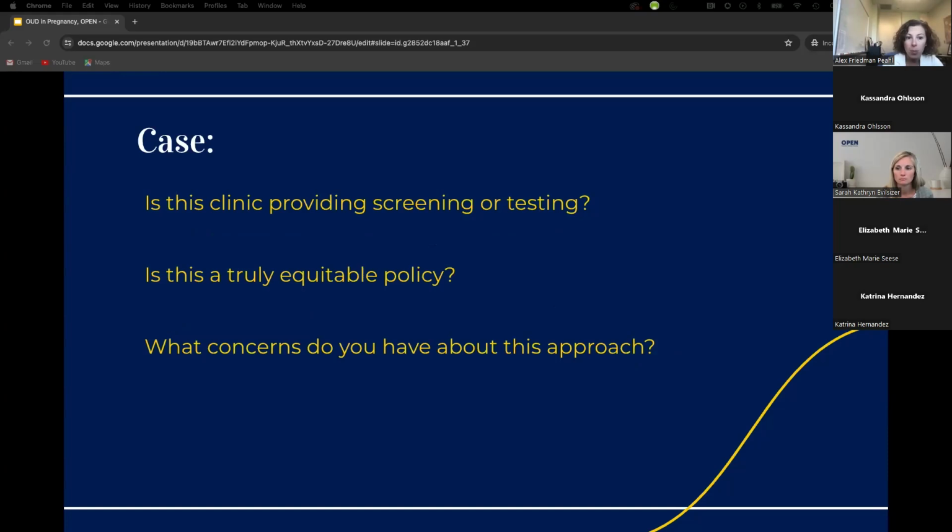So, is this clinic providing screening or testing? And do you think that this is truly an equitable policy? And what concerns might you have about this approach?